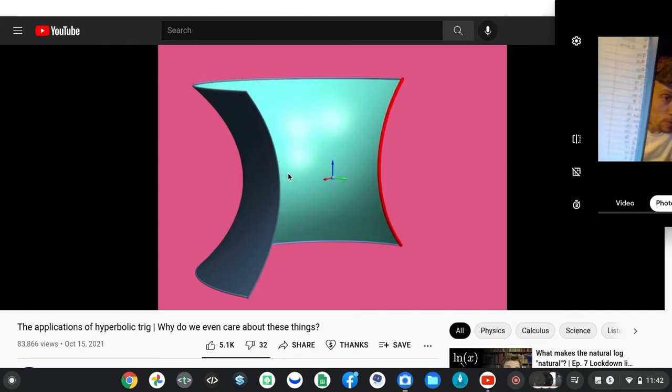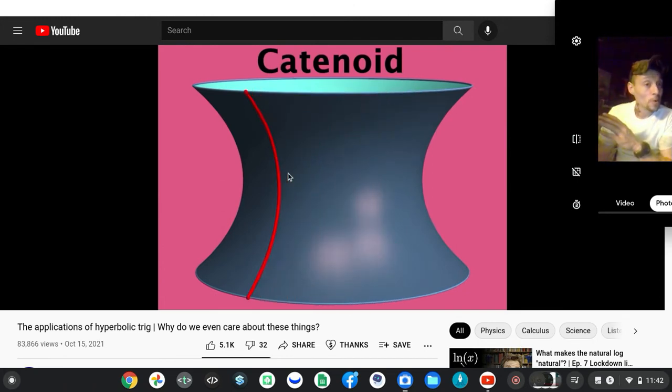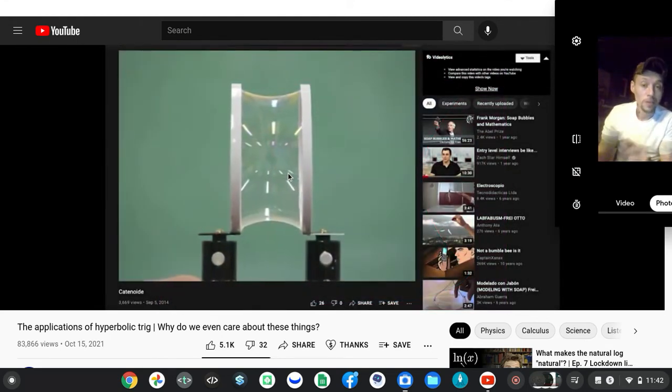it looks like we get something called a catenoid. This is the shape you get if you take two rings, dip them in soap film, and slowly separate them.